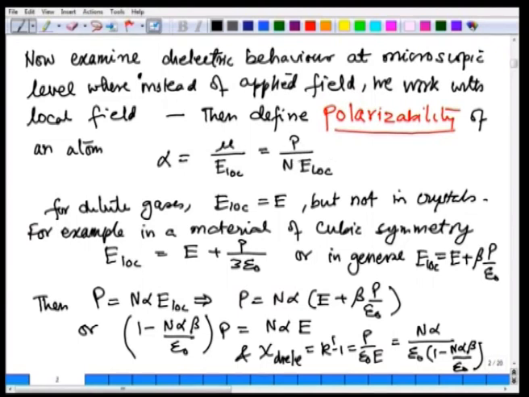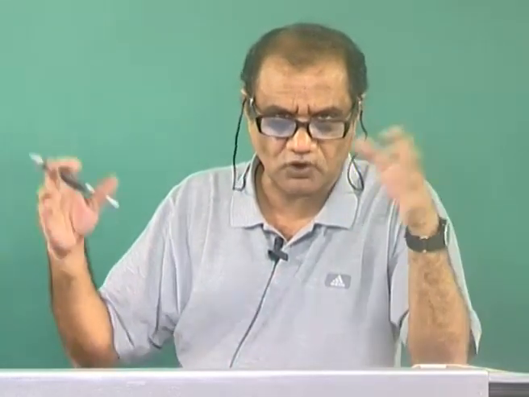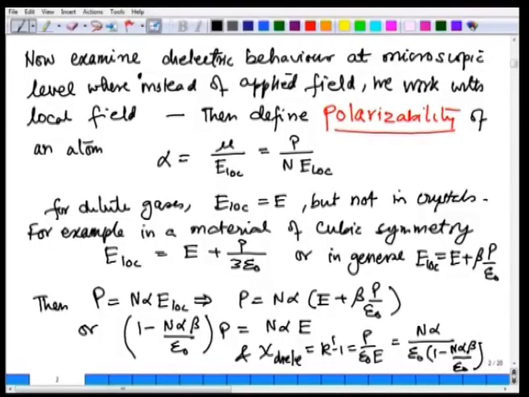Now if you look at the local field, if you take dilute gases, you have gas atoms far apart because it is dilute, and hence overall you can treat it like a sort of vacuum in between. Saying that it's vacuum would be inappropriate, but the point is that the local field will be the same as the applied field E. But that is not true in crystals.